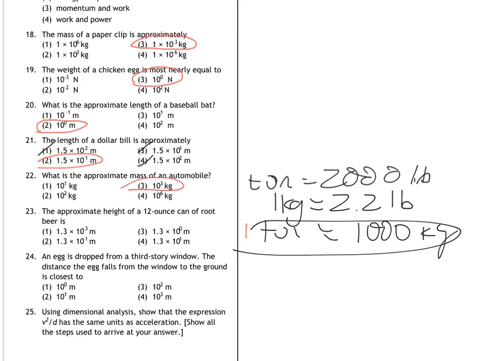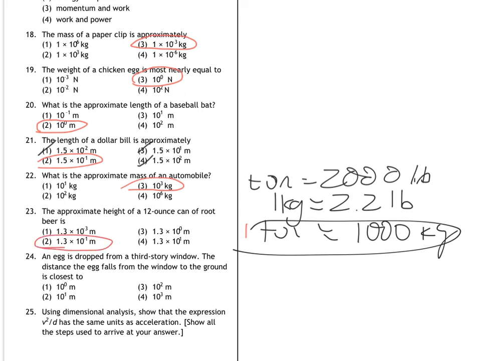All right, so 23, the approximate height of a 12-ounce can of root beer. That's going to be really similar to the length of a dollar bill, if you think about it. So what did I say for a dollar bill? I said it was about 1.5 by 10 to the negative 1, so look for something similar. All right, choice 2, more than a centimeter but less than a meter. I'm going to go with choice 2.